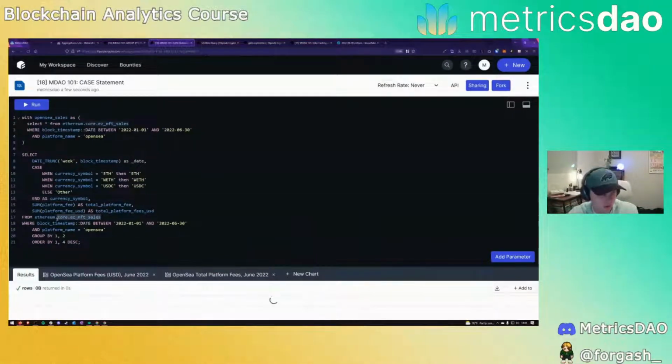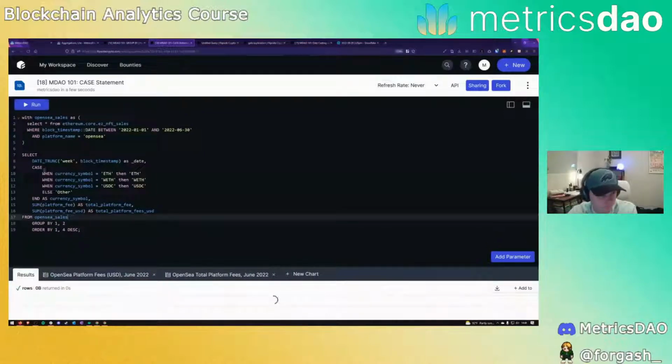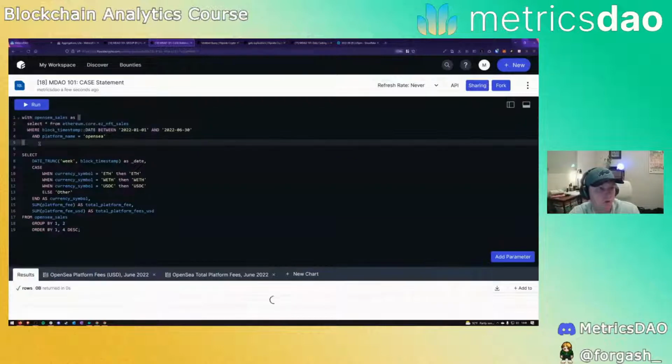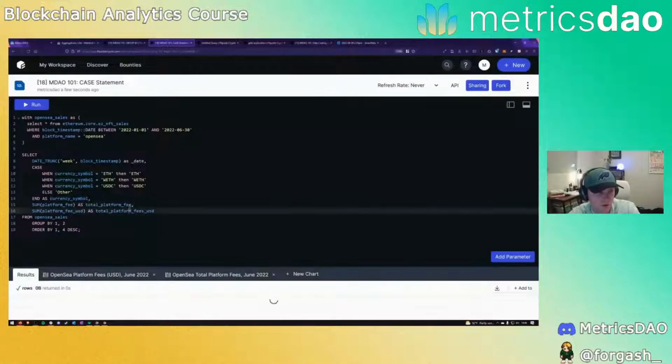We're not going to take this from Ethereum NFT sales, though. This where transform, filtering, whatever you want to call it, is already happening up here. Basically, in this fairly basic CTE, we're factoring out the bringing in of the data that we're looking for and the transform that's happening on it. The columns we're looking at are still the same: block timestamp, currency symbol, and the 2 fee columns. But now we're referencing OpenSea sales.